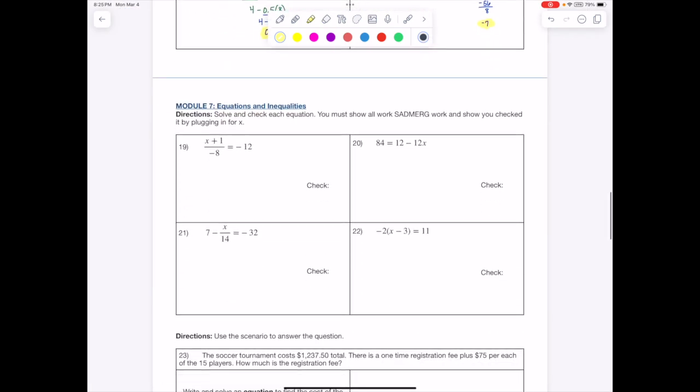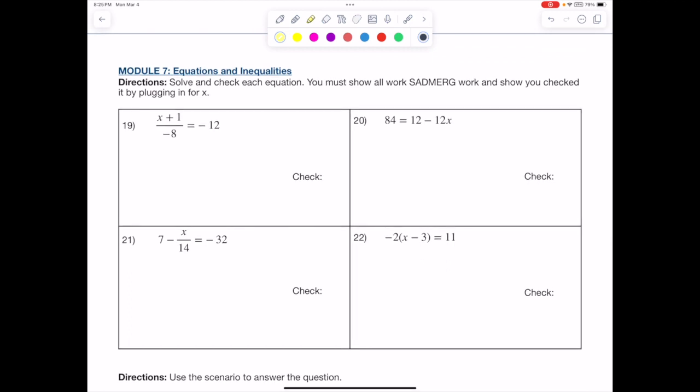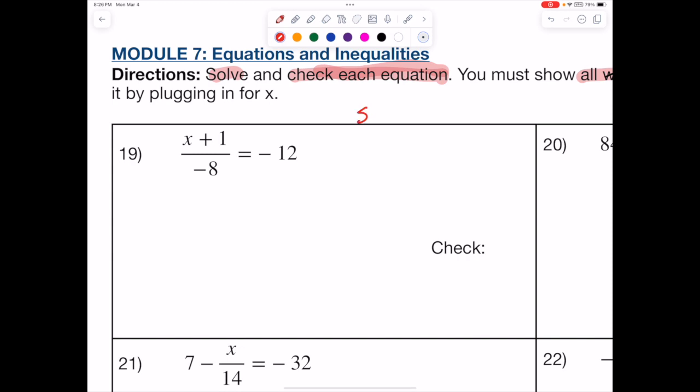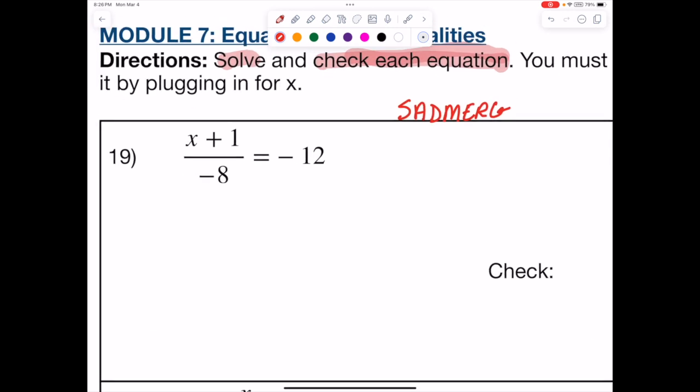All right, let's head down to Module 7, Equations and Inequalities. All right, we need to solve and check each equation, okay? You must show all work, all your SADMEP work, and show you checked it by plugging in for X, okay? So show all SADMEP work. All right, let's go ahead and take a look. So now we're solving for X, so we're doing backwards order of operations or SADMEP, okay? All right, now, remember when we have a numerator, though, this is invisible parentheses, okay? So you can't do anything with that yet.